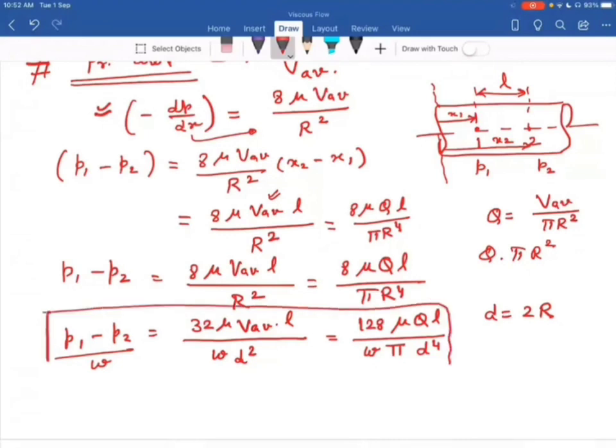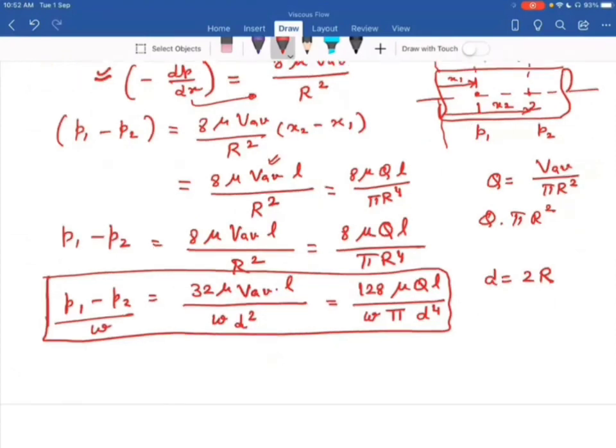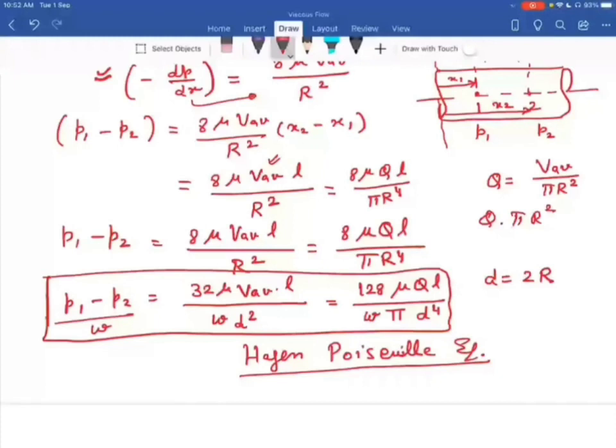Now there is a particular name for this relation for a circular pipe, and that is called Hagen-Poiseuille's equation. This is the pressure drop along a circular pipe with laminar flow.